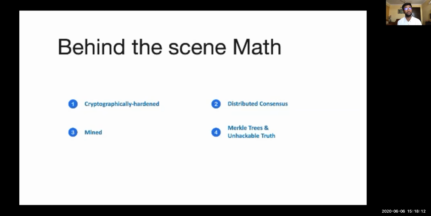Another important role is in Merkle trees. Why do we call it an unhackable truth? We'll see to it. We have a slide on that. It's called cryptographically hardened because once a block gets into a blockchain, if anyone else with a malign intention wants to roll back anything in the blockchain, he has to provide more work than what went in cryptographically securing that blockchain.